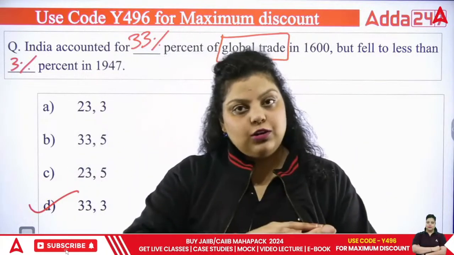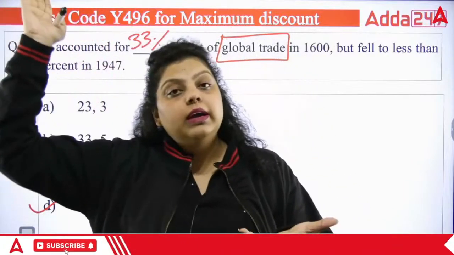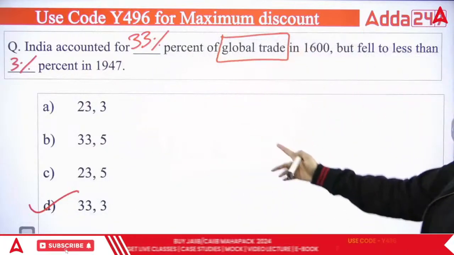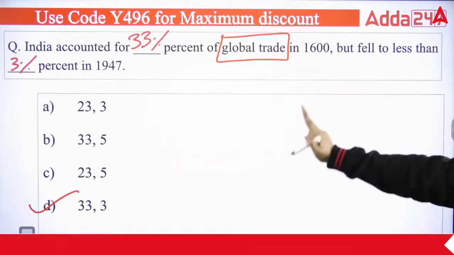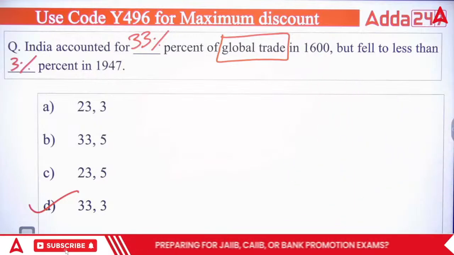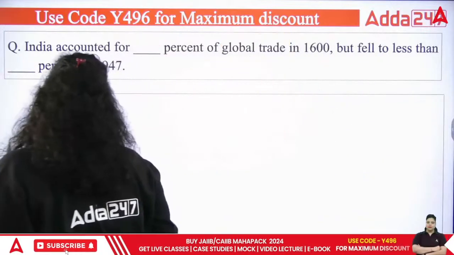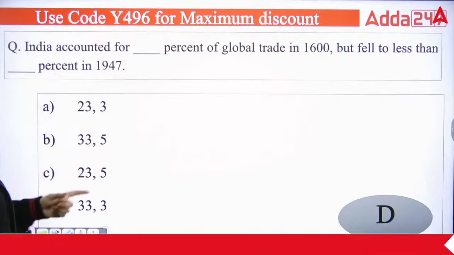So they used to take raw material from India, manufacture in their country, and export that to India. So India's contribution was continuously decreasing. The right answer will be 33% in the year 1600 and 3% in the year 1947. Okay, so these kinds of data-based questions will also be there. So you have to remember the data. So the right answer will be D.